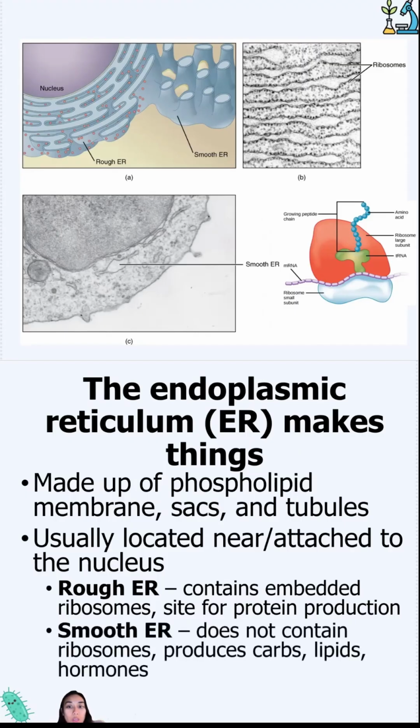And then the smooth ER. Attached to the rough ER, there is an extension of it called the smooth ER. There are no ribosomes here, which is why we call it the smooth ER. It doesn't have these freckles, basically. In the smooth ER, we're going to be producing carbohydrates, lipids, hormones, all of that other stuff. So rough ER is where protein production is. Smooth ER is where everything else is made. And that is pretty much the job of the ER. So just think of it as the manufacturing center for the cell.